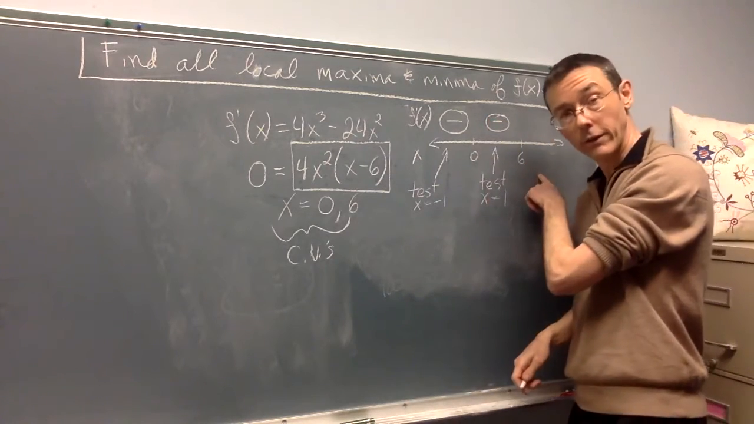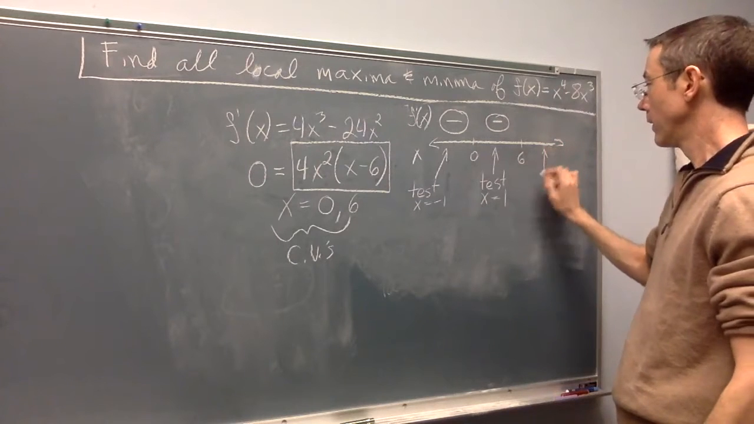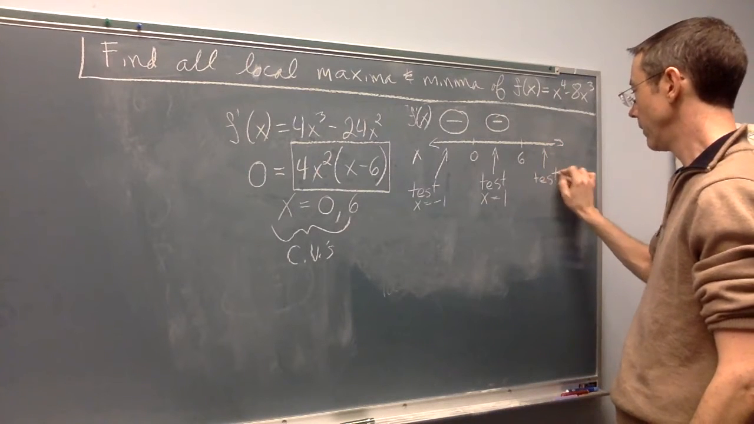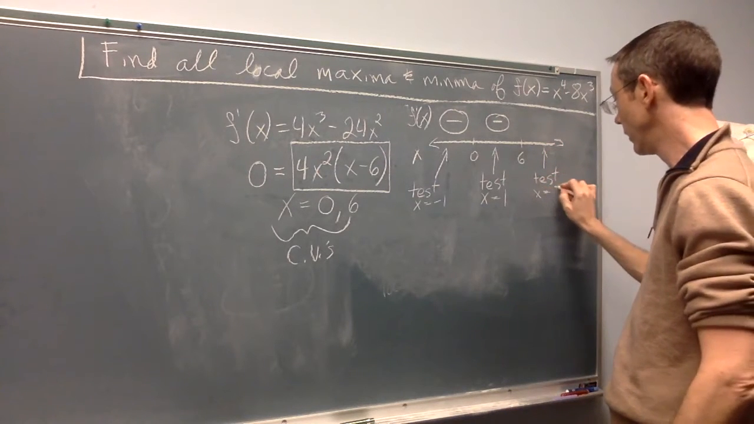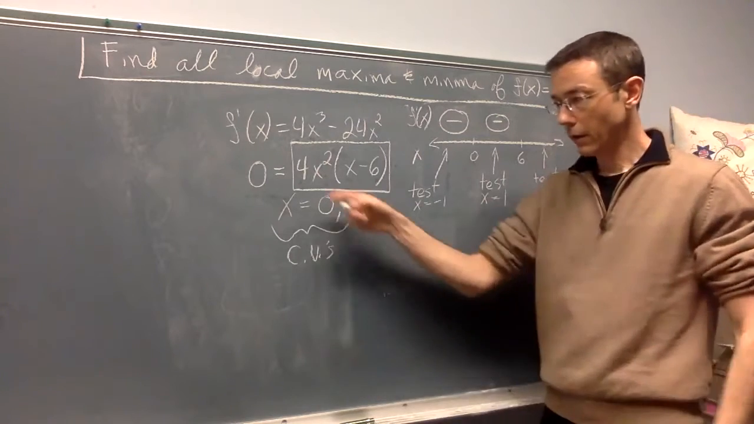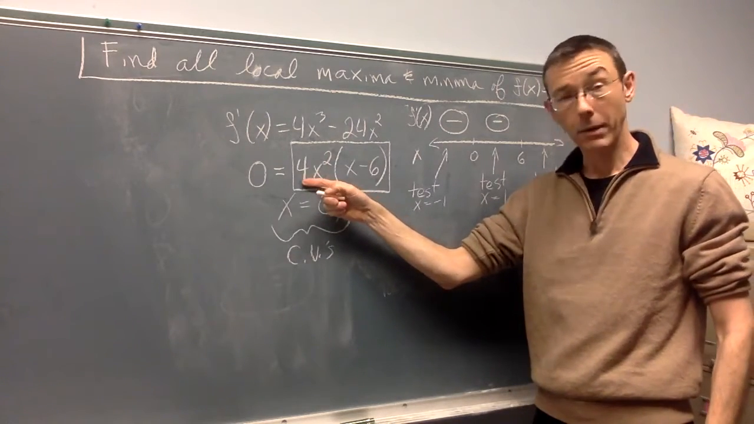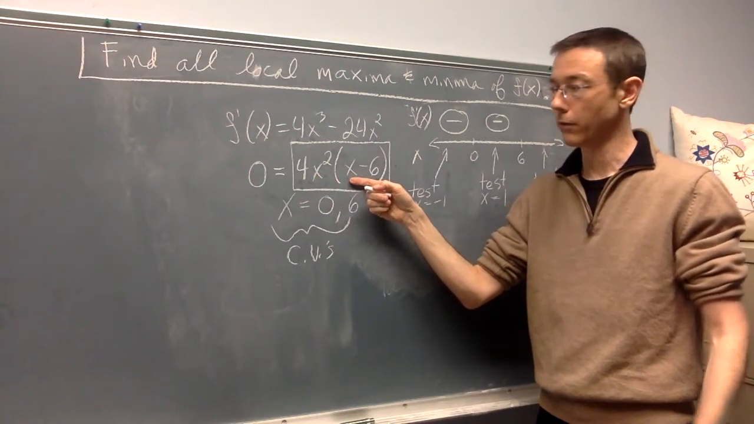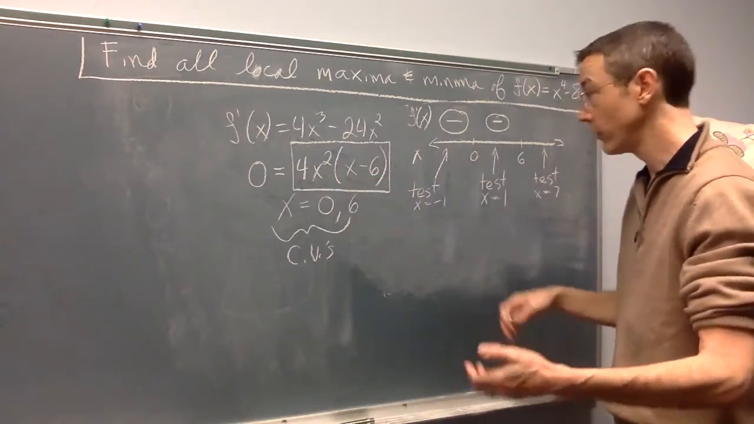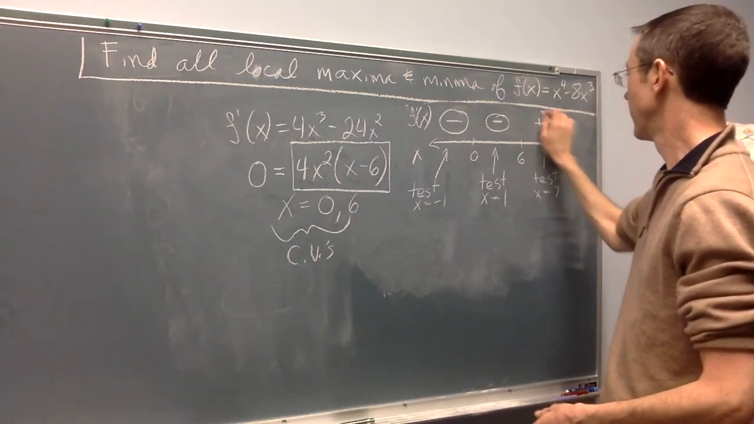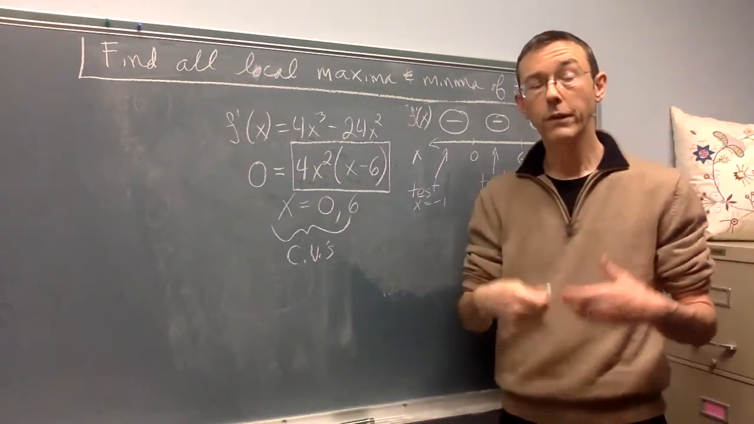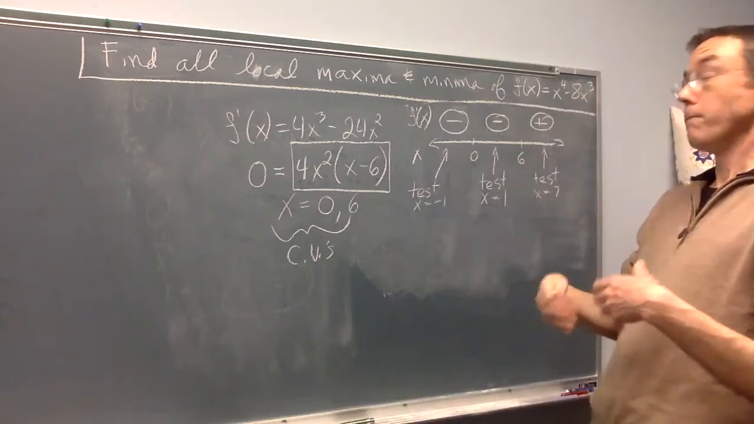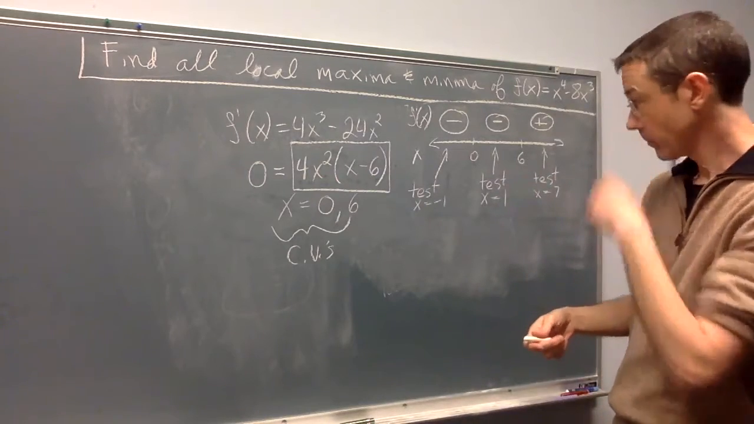Finally, x greater than 6. Let's test x equals 7. I plug in 7 here. I get a positive times positive. 7 minus 6 is going to be positive. Positive times a positive is a positive. Therefore, the first derivative is positive for x greater than 6.